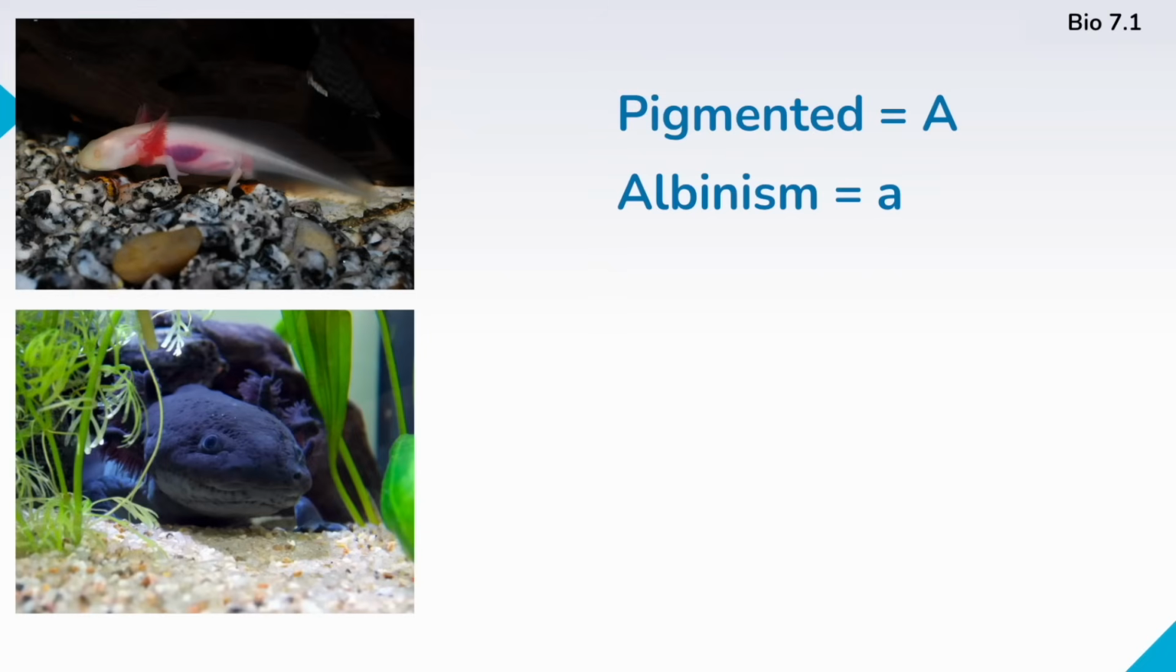Let's take a look at a Punnett square and how you would set that up. In axolotls and other organisms, albinism is a trait that is recessive. So if two parents with pigments, they have at least one of the big A alleles, mate, what are our chances that the offspring will be albino or have this lack of pigment?